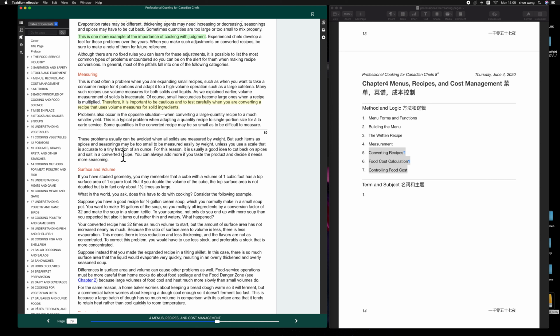These problems usually can be avoided when all solids are measured by weight. But such items as spices and seasonings may be too small to be measured easily by weight, unless you use a scale that is accurate to a tiny fraction of an ounce. For this reason, it is usually a good idea to cut back on spices and salt in a converted recipe. You can always add more if you taste the product and decide it needs more seasoning.